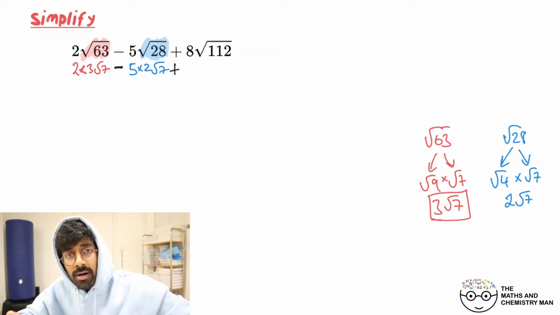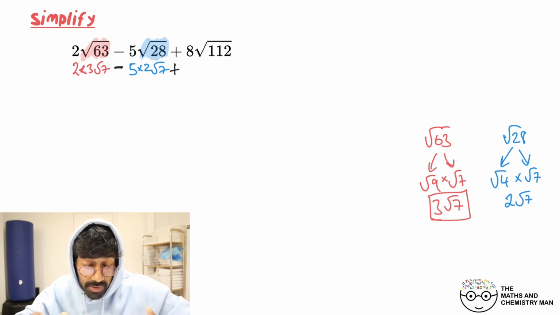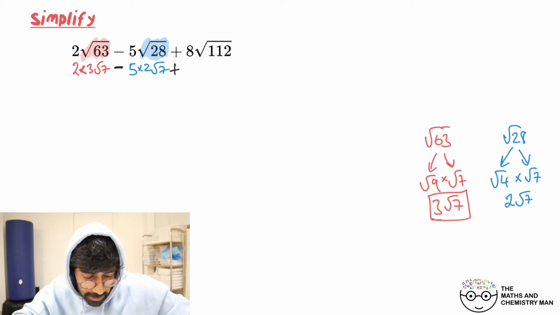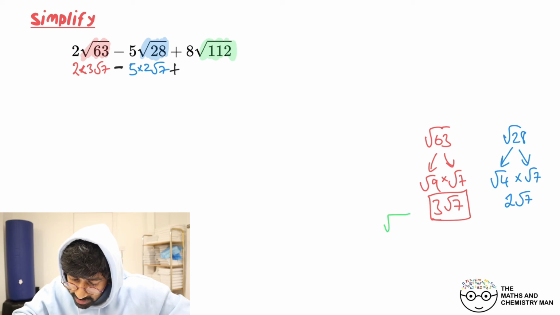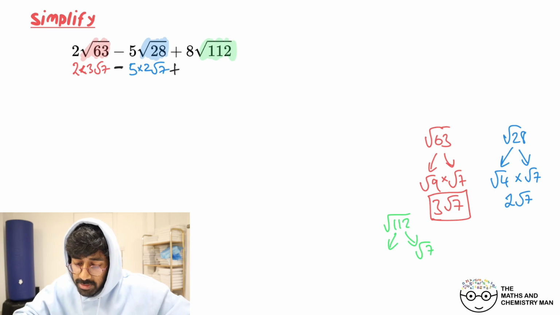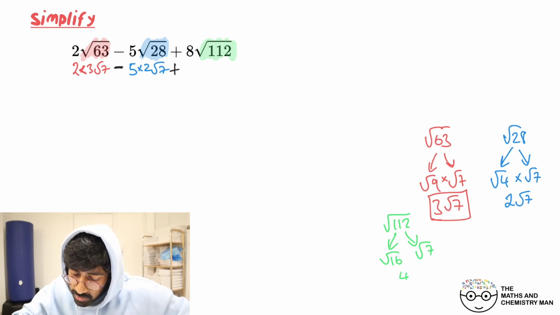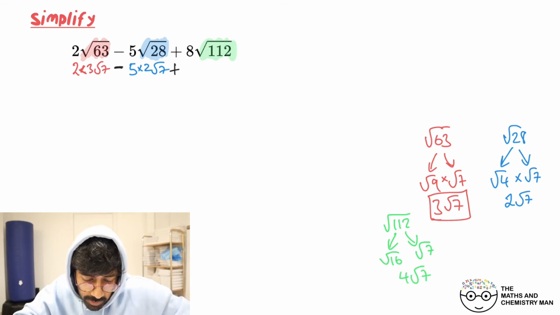And now the 8 root 112. So a bit of a big number there, but the clue should be this. If these have simplified to root 7s, the clue is 7's going to go into this, okay? So let's quickly highlight this in green. And then we'll try and break this one down. Let's do it over here. 112, and I'm thinking 7. It's got to be 7, right? How many 7s go into there? 16, isn't it? I think it's 16. So that would be 4 square root 7. So then we've got 8, and then this here is 4 square root 7.